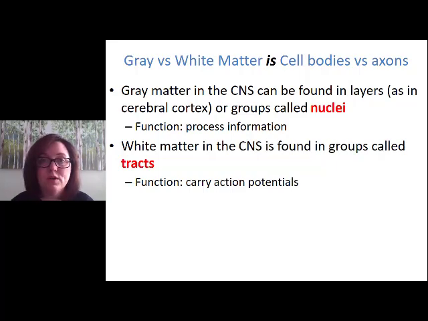White matter in the central nervous system is found in groups called tracts. So really what this is saying is that when we look in the central nervous system and we see white matter, what we see there is bundles of myelinated axons.